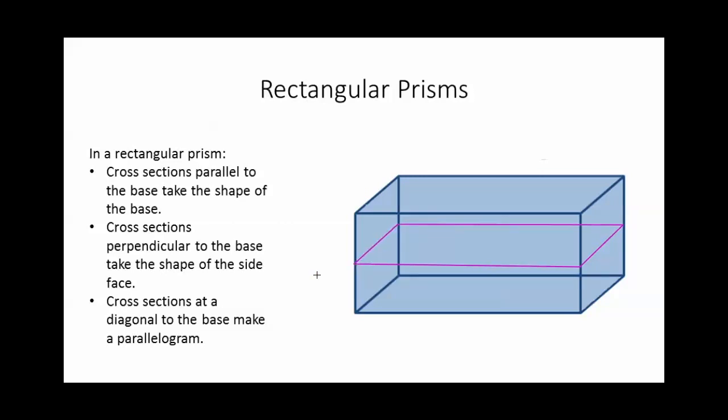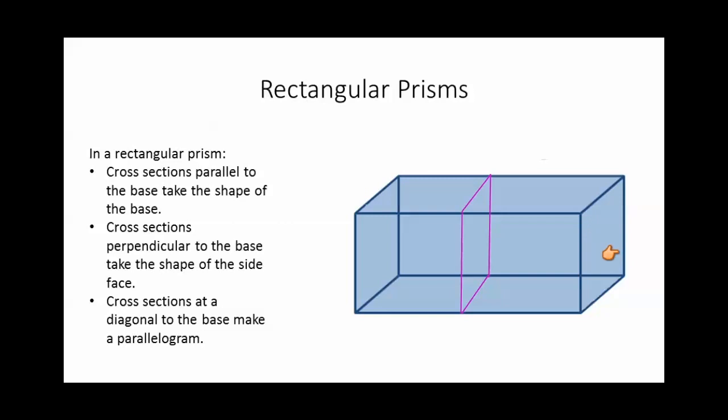We can also cut these shapes down vertically, which we refer to as perpendicular. If we do that, we are going to end up with a rectangle where the resulting figure is the exact same rectangle as our sides. So a perpendicular cross section to our rectangular prisms will result in a rectangle that is the same as our actual side.